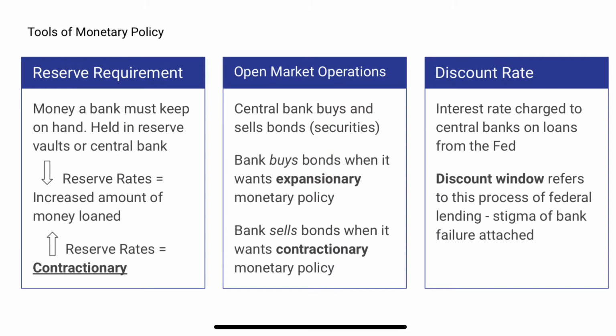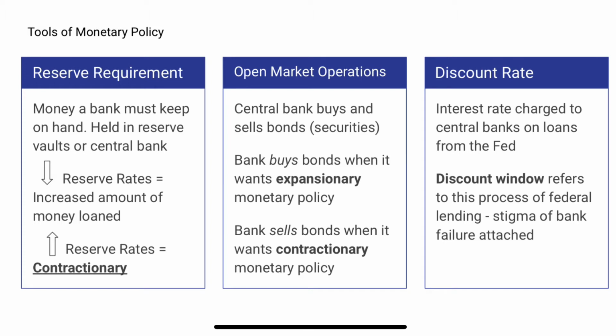And then we have tools of monetary policy, which is broken down into 4 different tools. So first we have the reserve requirement, which is the money a bank must keep on hand. It's held in reserve vaults or at a central bank. So lower reserve rates means increased amount of money loaned, and higher reserve rates are contractionary.